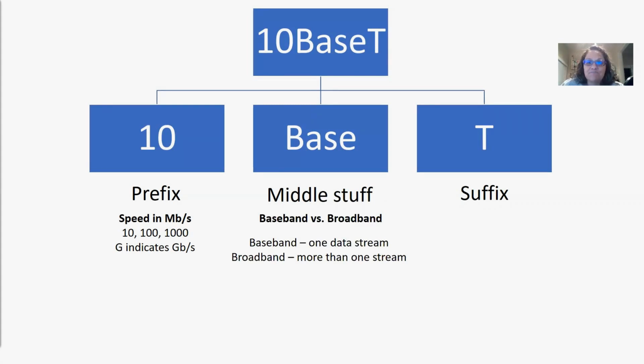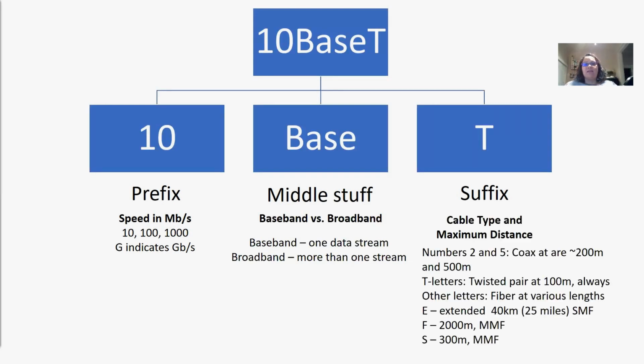Ethernet standards. Finally, let's look at the suffix. The suffix tells us the cable type and the maximum cable length or distance that this can go. It can be broken into three parts: numbers, T or C letters, and all of the other letters. If you see a number in the suffix, that means it's a coax cable. If it's a 2, it's about 200 meters. If it's a 5, it's about 500 meters. That should be easy to remember.